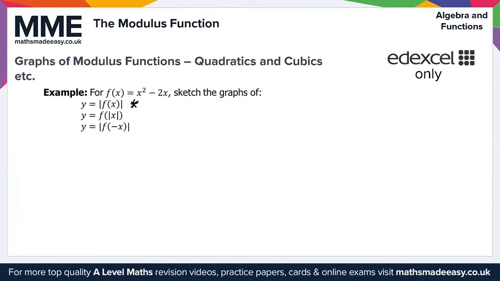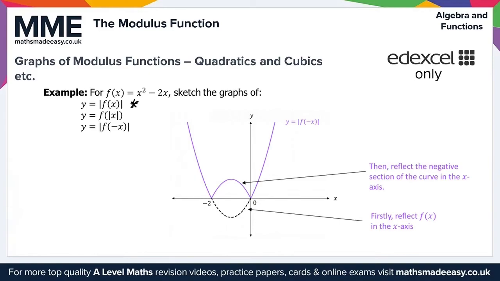So here, if you do this correctly, you should get something of this form here, okay? So like we said here, firstly, we reflect f of x in the x-axis, and then we simply reflect the negative section of the curve in the x-axis.